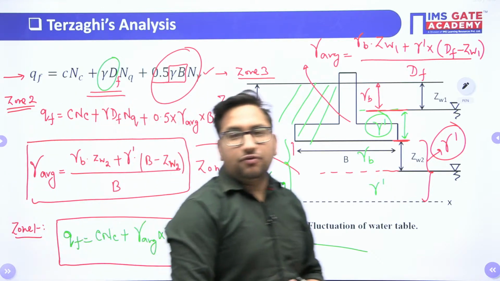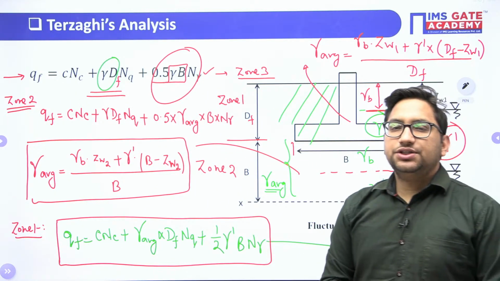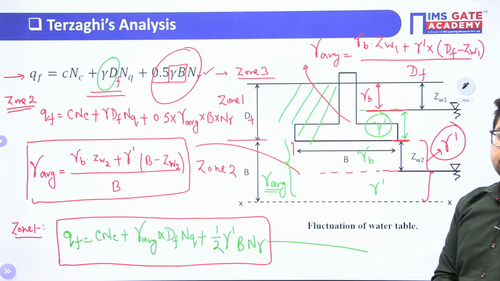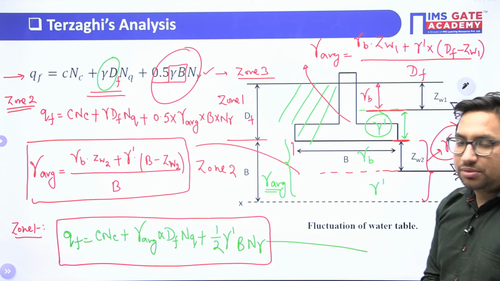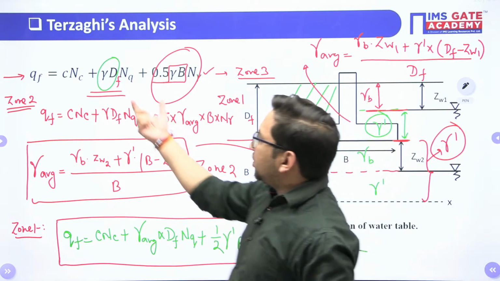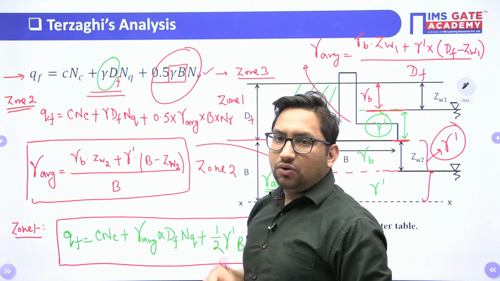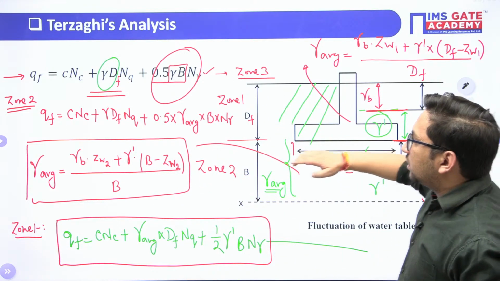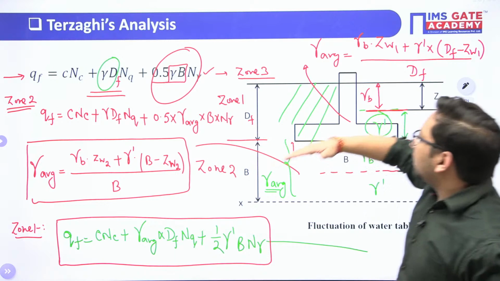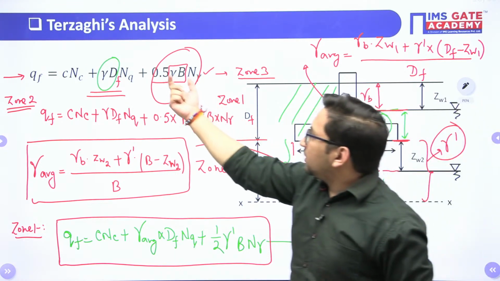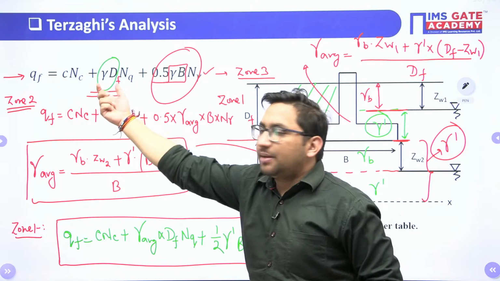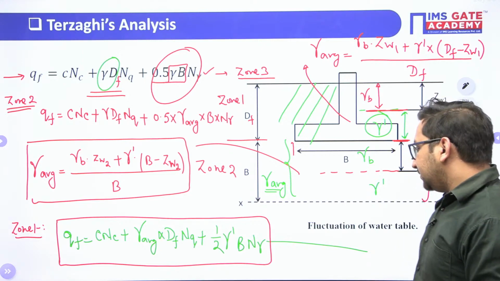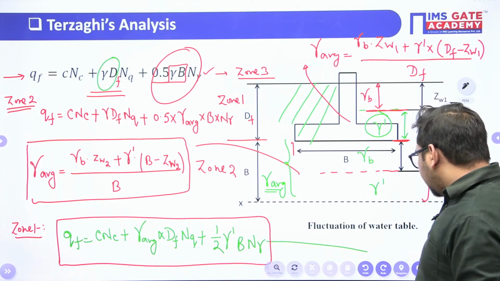I hope this effect of water table is clear to everyone. Just let me know. So how to take the effect of water table? There will be no change in the other terms; the only change will be in this gamma value. If the water table is in zone number 2, this gamma is going to change. If the water table is in zone number 1, this particular gamma will be completely gamma submerged and this gamma will be gamma average. I hope this concept is clear. Now we can move to the next topic.